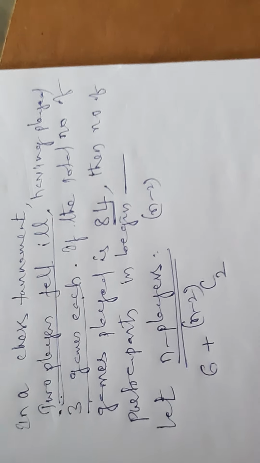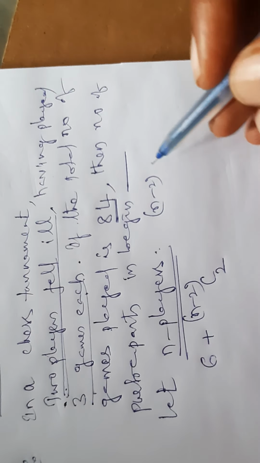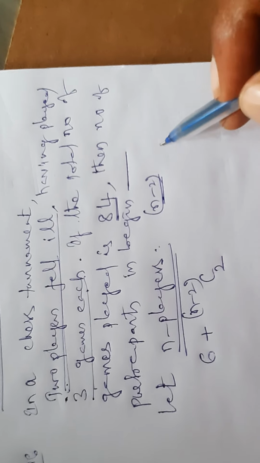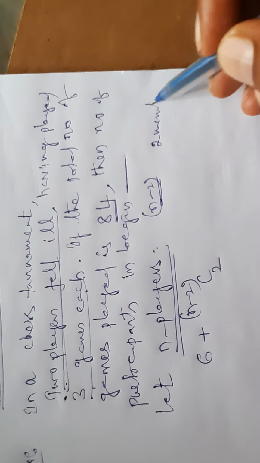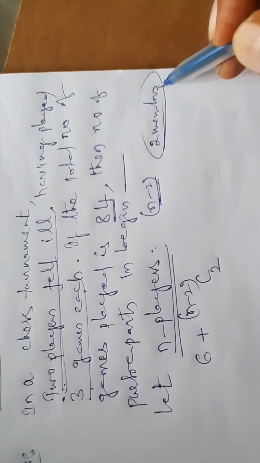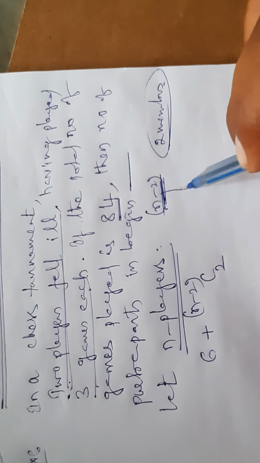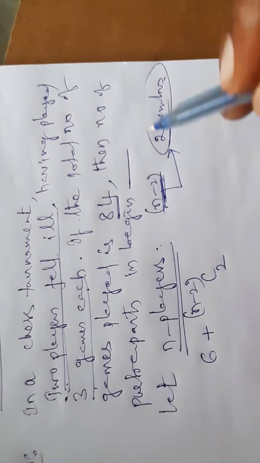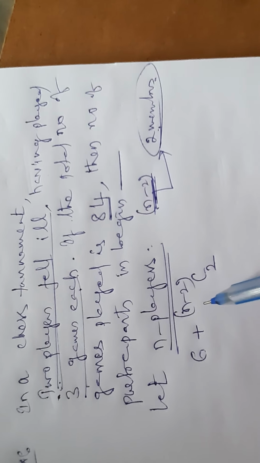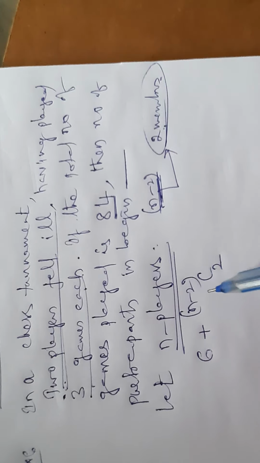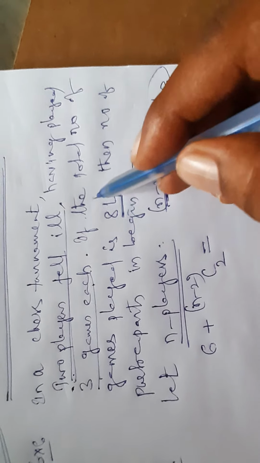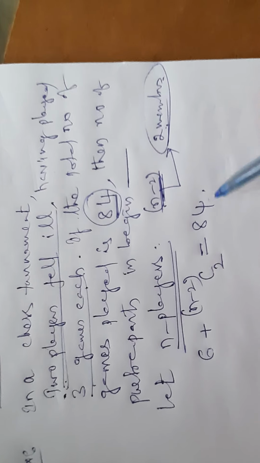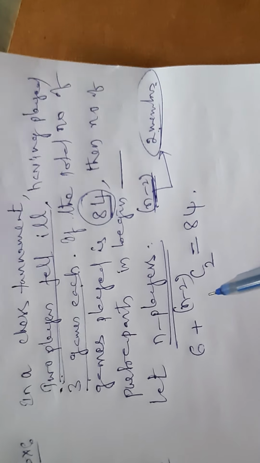How many games will the remaining n-2 play? n-2 C2. Since for playing a chess game, we have to select 2 members. How many members play a chess game? 2 members only. So out of n-2, every selection of 2 members gives 1 game. So the remaining n-2 members can play n-2 C2 games, and the value given here is 84. Now we have to find the value of n.